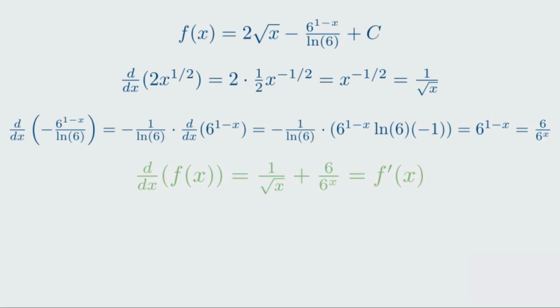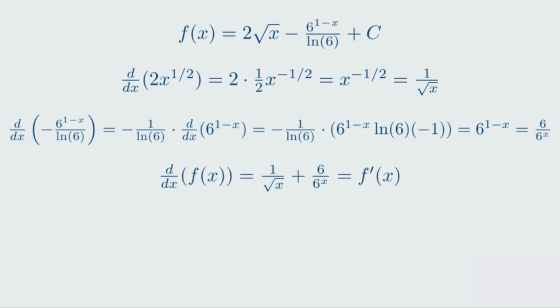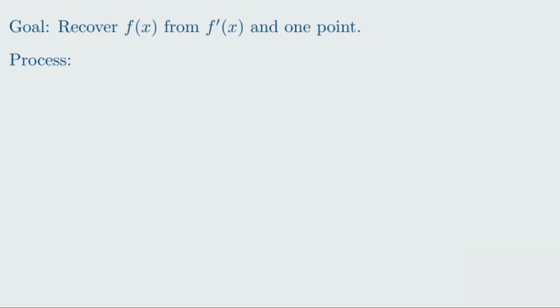We have successfully found the specific function f of x that satisfies both the given derivative and the given point. Let's quickly summarize what we accomplished today. We started with a learning goal, to recover an original function from its derivative and a point. We achieved this by following a 3-step process. First, we integrated the given derivative term by term. This gave us a family of functions, each differing by an arbitrary constant c.